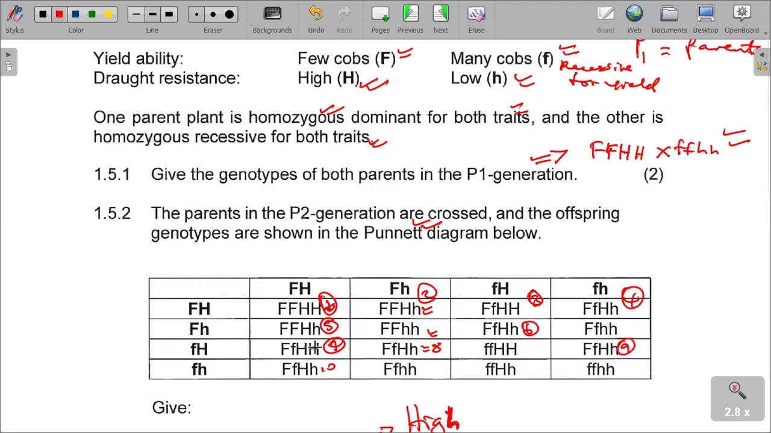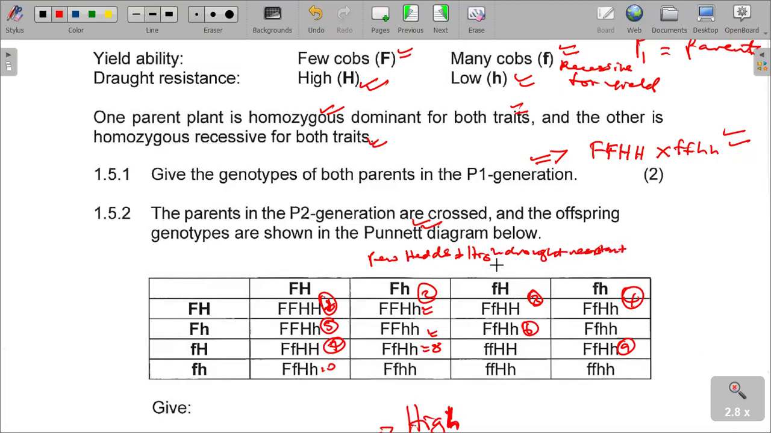Few heads, we have got 10 of them. We have got 10 that I've marked there. These are few heads and high drought resistant. How drought resistant?